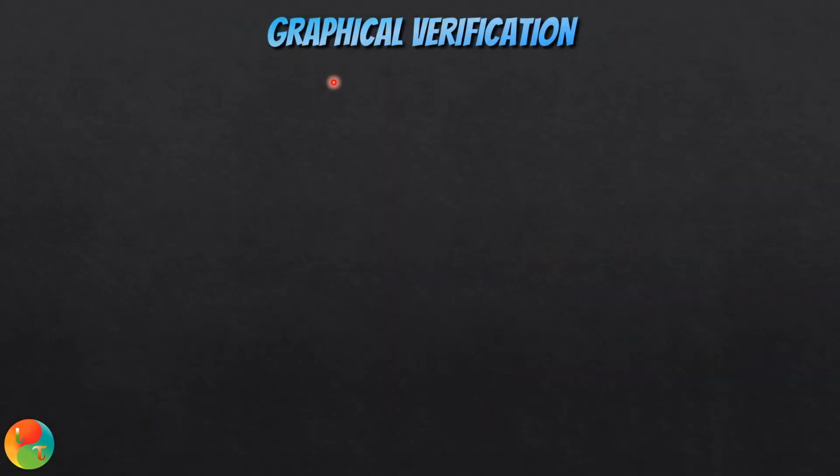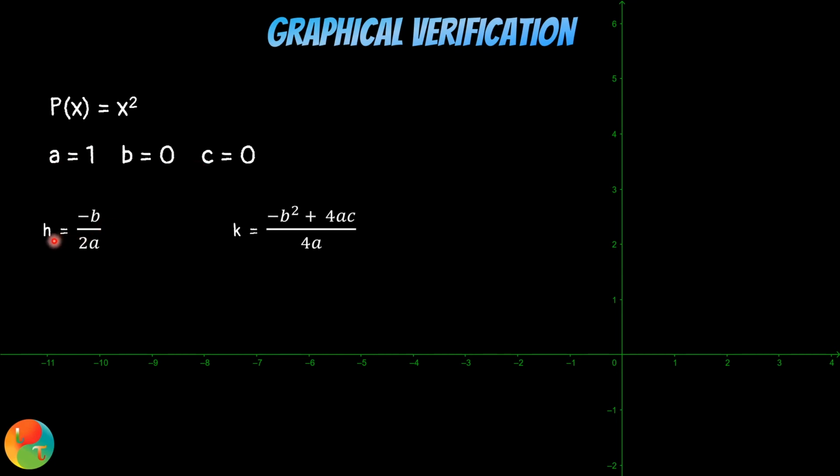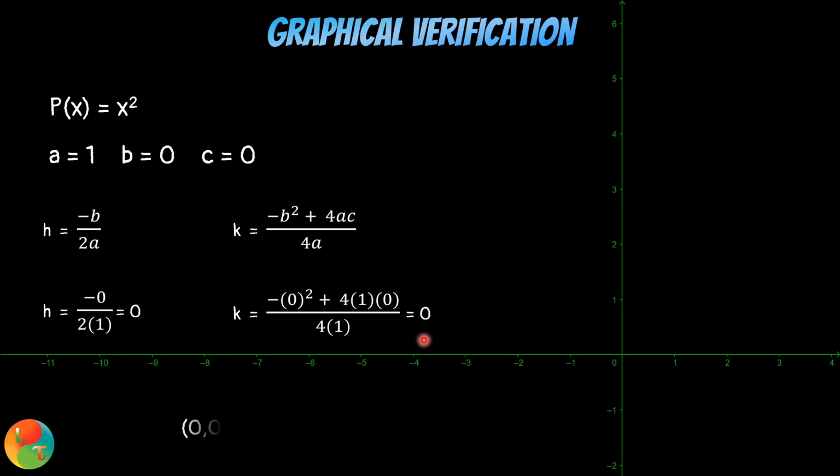Now let us move towards the graphical verification. For that purpose, let us bring back the Cartesian plane. Our first example is p of x equals x square, which is the simplest quadratic polynomial. So in this case, leading coefficient is 1, whereas b and c are equal to 0. So we know the formulas of h and k. H is minus b upon 2a and k is minus b square plus 4ac upon 4a. So after substituting the values of a, b and c in the formulas of h and k, we'll have h equal to 0 and k equal to 0. This shows that 0 comma 0 is the vertex of the parabola.